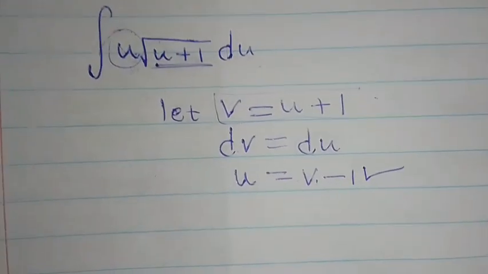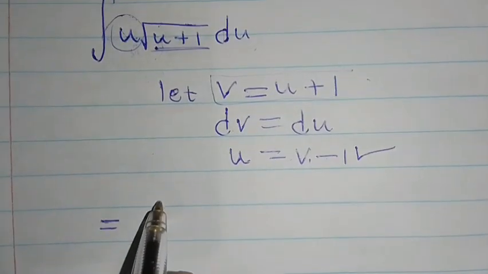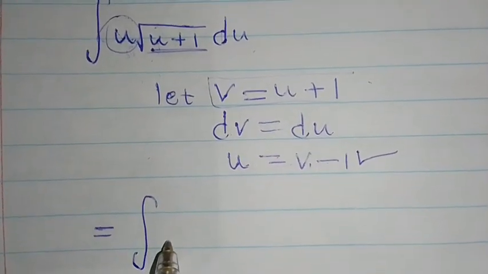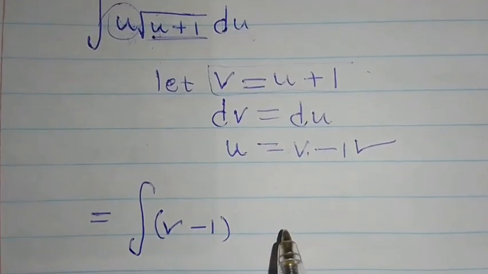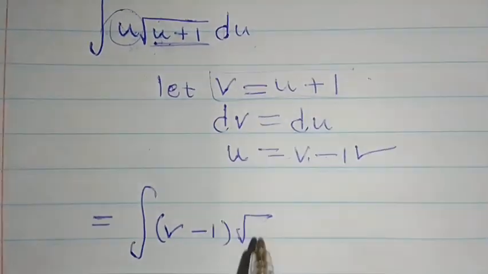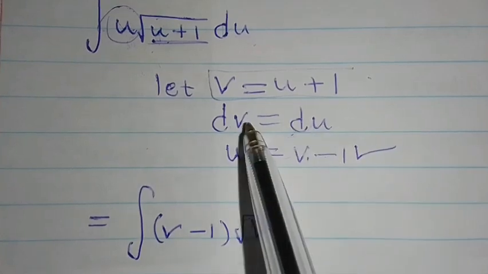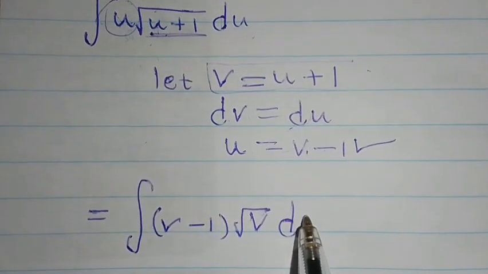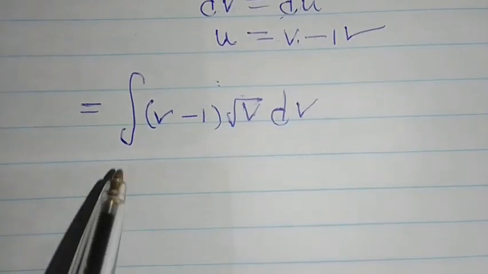Then let's just plug that in. Therefore, this integral can be expressed where u is v minus 1. And now we have the square root where u plus 1 is equal to v. And now du is the same as dv. Then we can write dv. Then now we have this with respect to v.